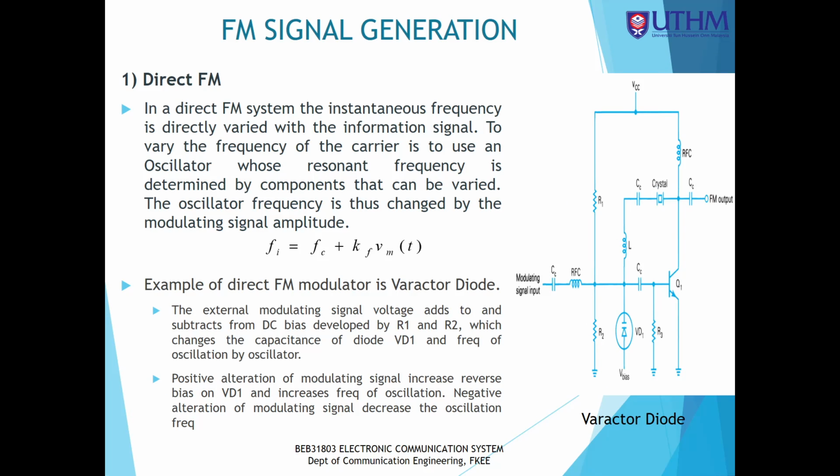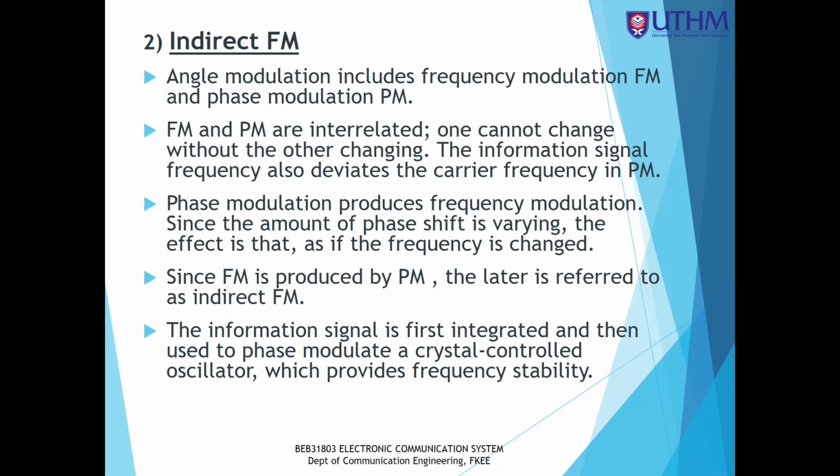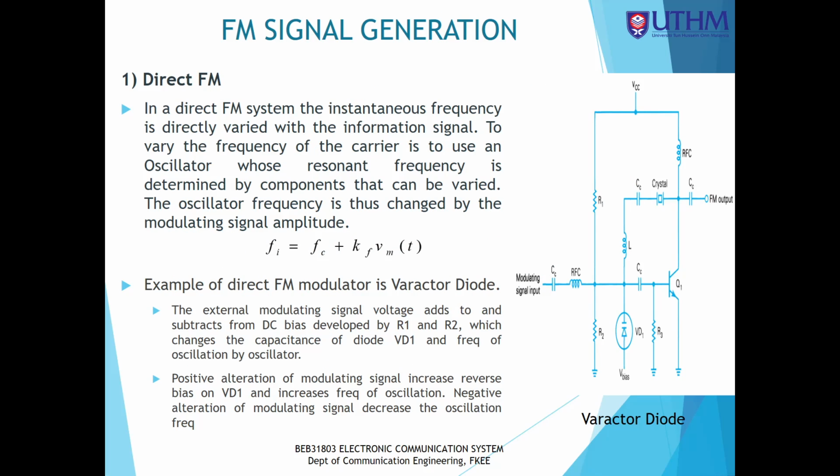Okay, so ini berkenaan dengan modulator circuit of the FM. So here we have two types of FM signal generator. Which is using a direct FM method, and also the other one is indirect FM. So direct FM means that we directly change the frequency of the carrier. Okay, that means the input signal directly change the frequency of the carrier signal.